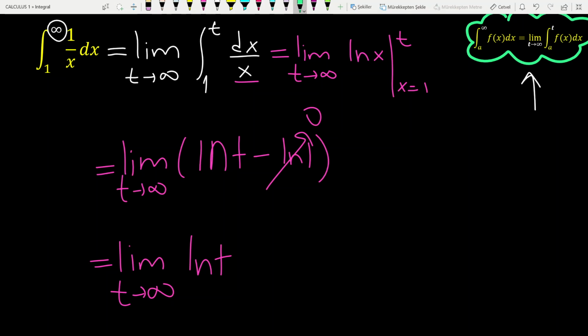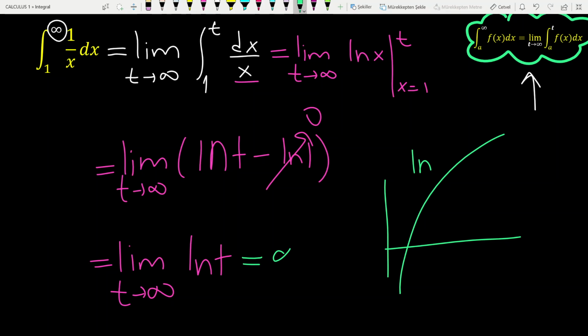Now please remember the graph of the ln function. It is something like this, and when t tends to infinity, the graph of the ln function keeps getting larger and larger. So the result of this limit is infinity. Since the result of this limit is not a number, this integral is called a divergent integral.